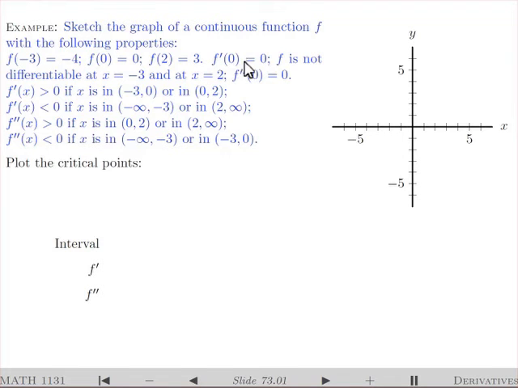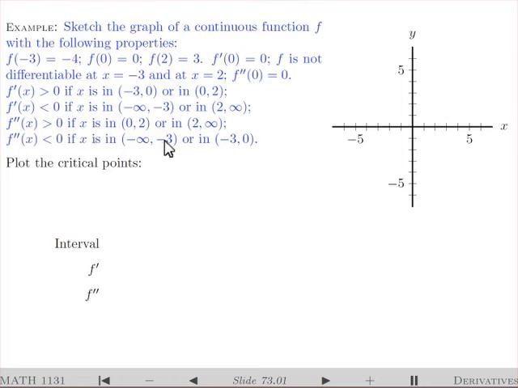This tells me that f prime of 0 is 0. In other words, 0 is a critical value, horizontal tangent. It said that f is not differentiable at -3 and 2. So those are also critical values. The function might have either a vertical tangent or a cusp or a corner at those. We don't know which one it is. When we draw the graph, we might be able to narrow it down further. Finally, it says f double prime of 0 is 0, which means 0 is a potential point of inflection.